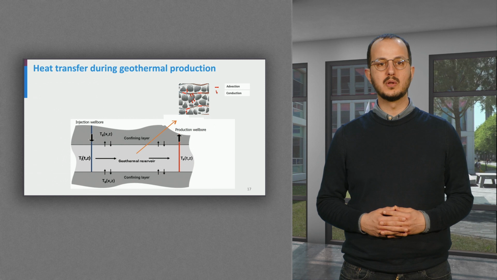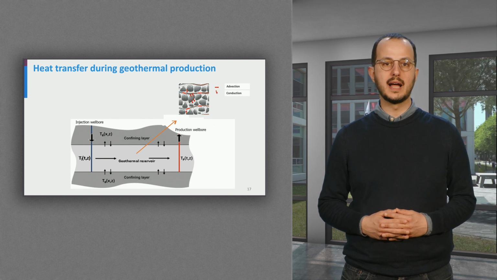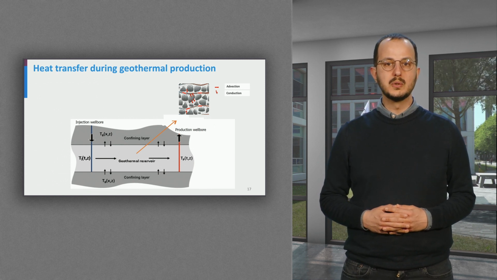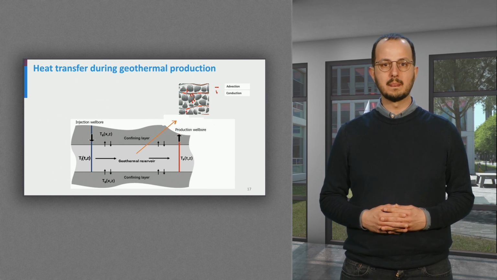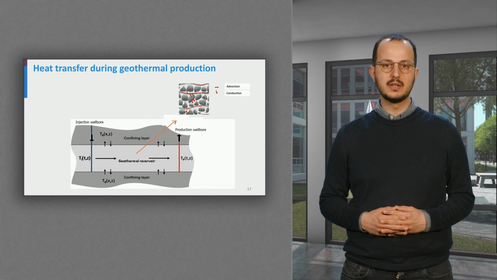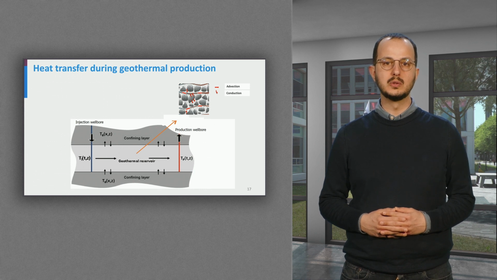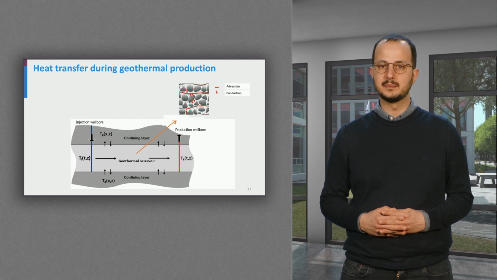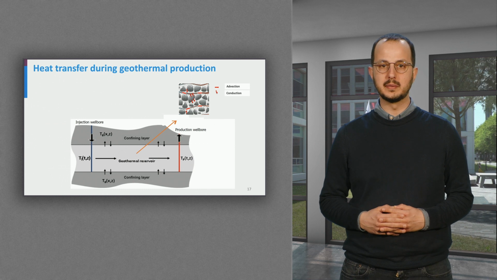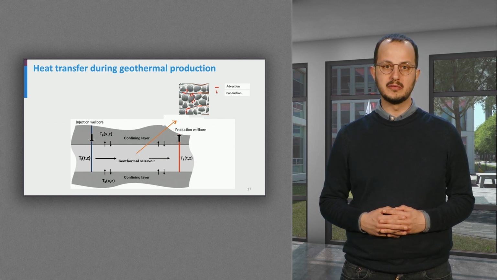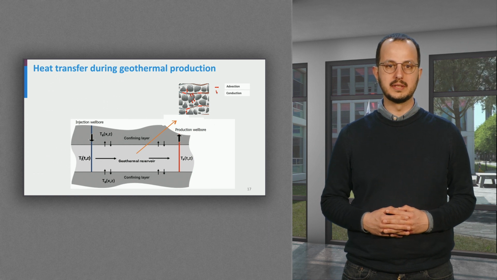Let's look at an example of direct use geothermal production from an aquifer. During geothermal production, a minimum of 2 wells are required, a doublet: one to produce the hot water and another one to re-inject the cooled down water after heat is extracted. Inside the reservoir, we have heat transfer through the rock pores via advection and convection from pumping. Heat exchange via conduction is taking place inside the fluid and between the hot rock and the fluid.